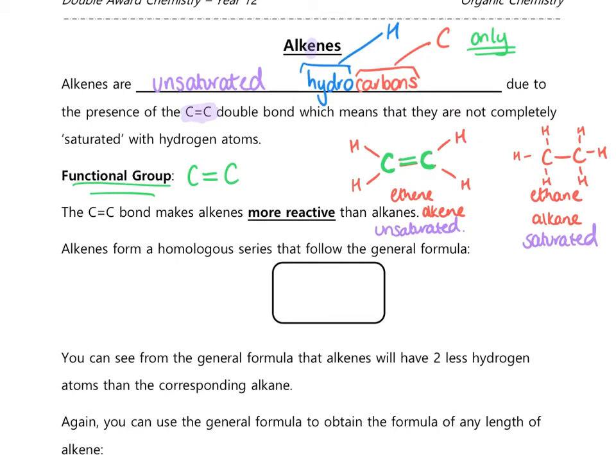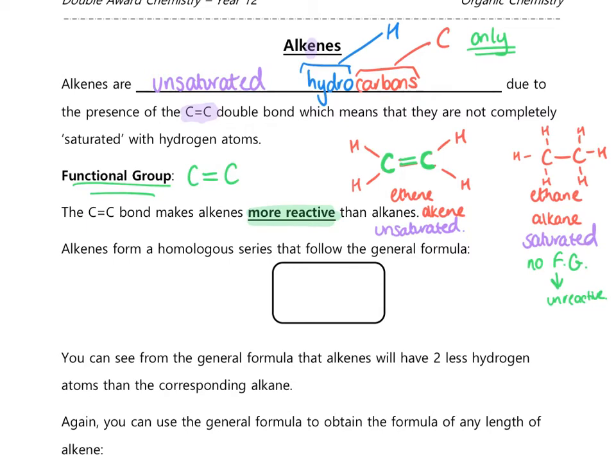With ethane, there is no functional group, and that's why it is unreactive. So we'll see that alkenes are much more reactive than alkanes. So there will be a couple more reactions for you to learn for these molecules. So the presence of this functional group makes alkenes more reactive than alkanes.